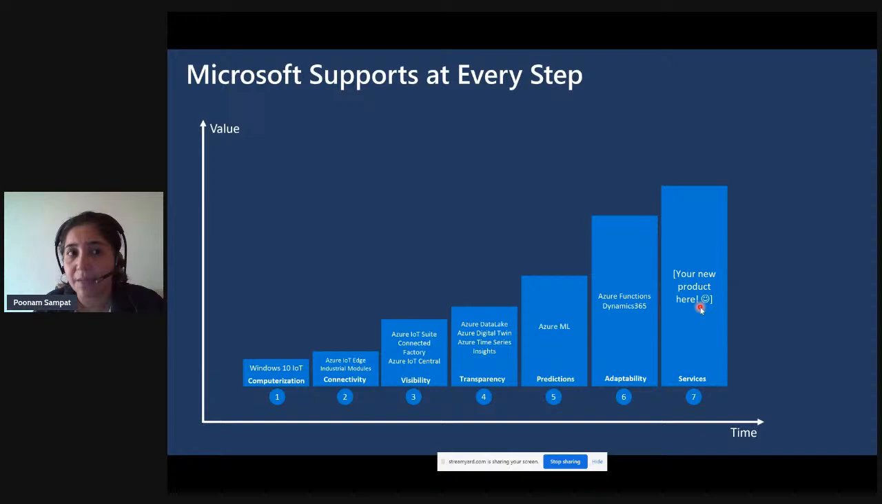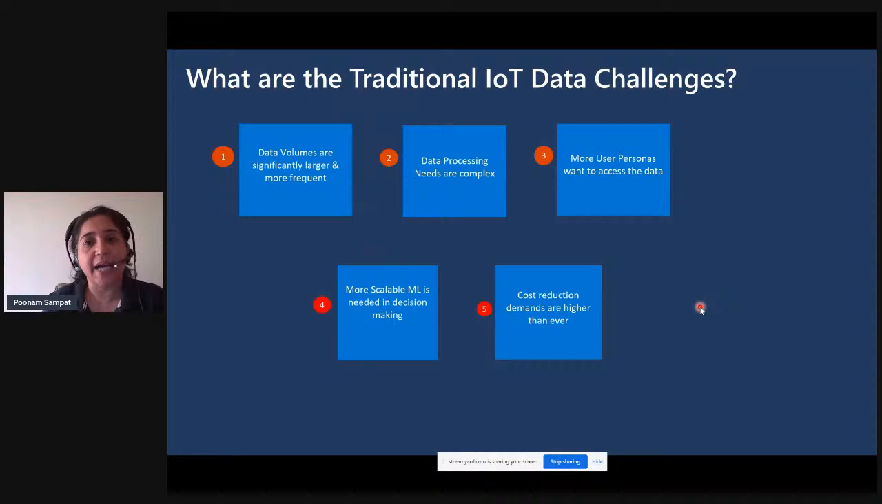Now, let's get into the IoT world, right? So what are IoT data challenges and why are they different from any other data challenges? The first thing is the data volumes. I think I touched upon it also, that the data is coming in at that high frequency and high volume. So you need something scalable to take that data in, right? That's challenge one.